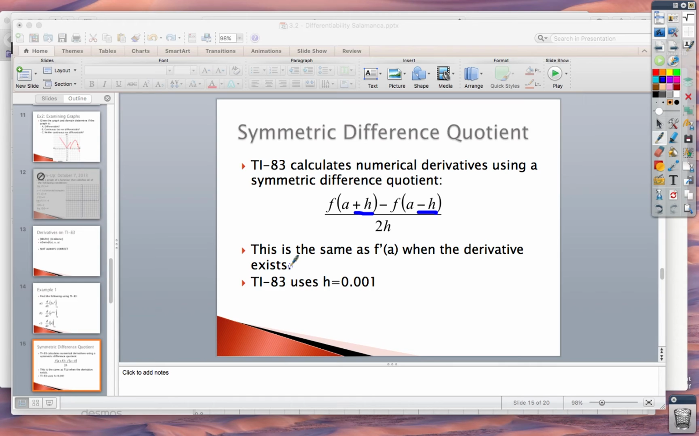So it's almost the equivalent of finding f prime when the derivative exists, but on those special cases, it's not going to work. Notice the TI uses 1/1000th as the step to approximate that symmetric difference quotient. Again, this works fairly consistently except for the four cases I mentioned earlier: corner, cusp, vertical tangent, and discontinuity.